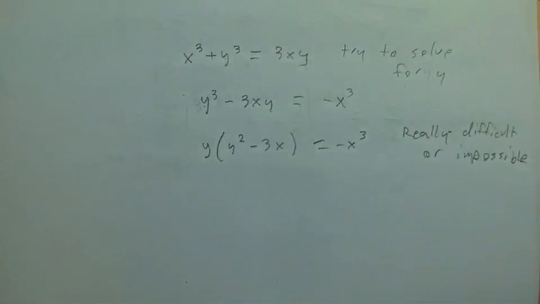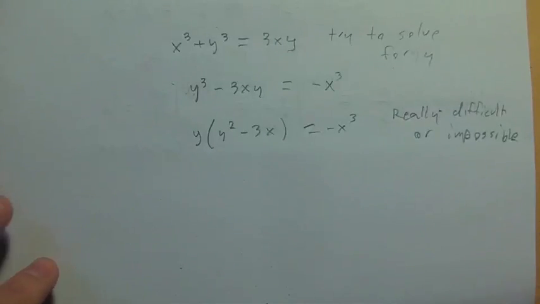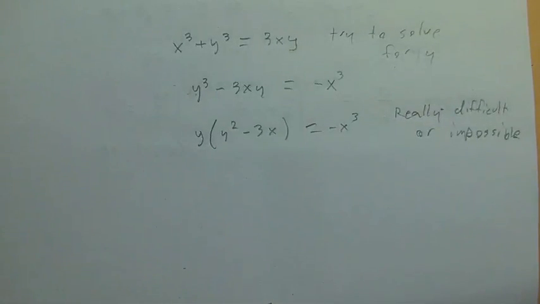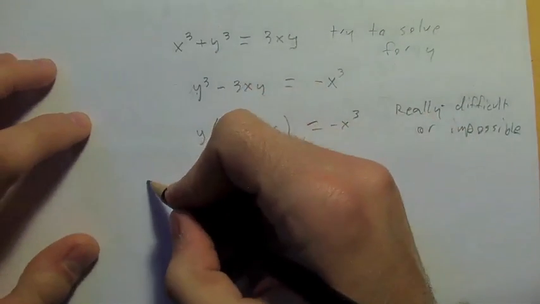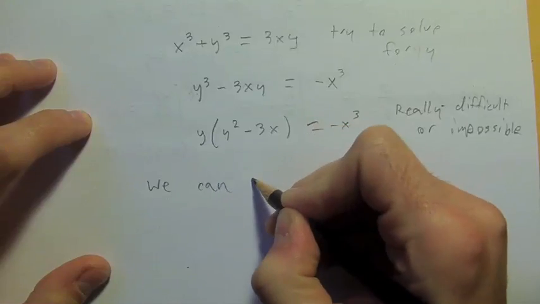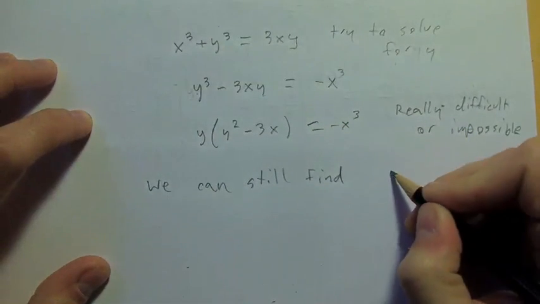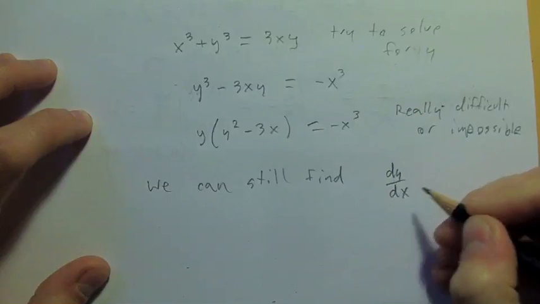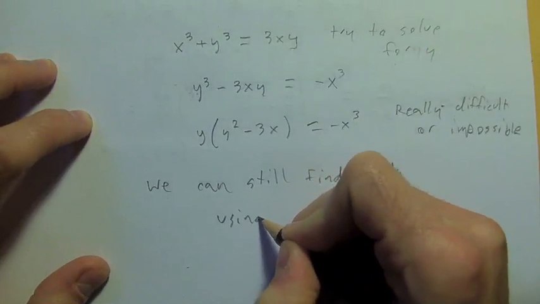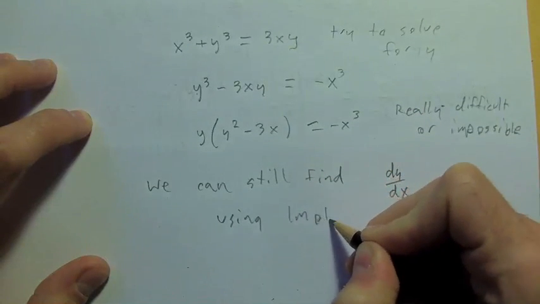So maybe we could solve it by hand, y equals whatever, but actually, it's not worth the trouble when we can still find dy over dx using implicit differentiation.